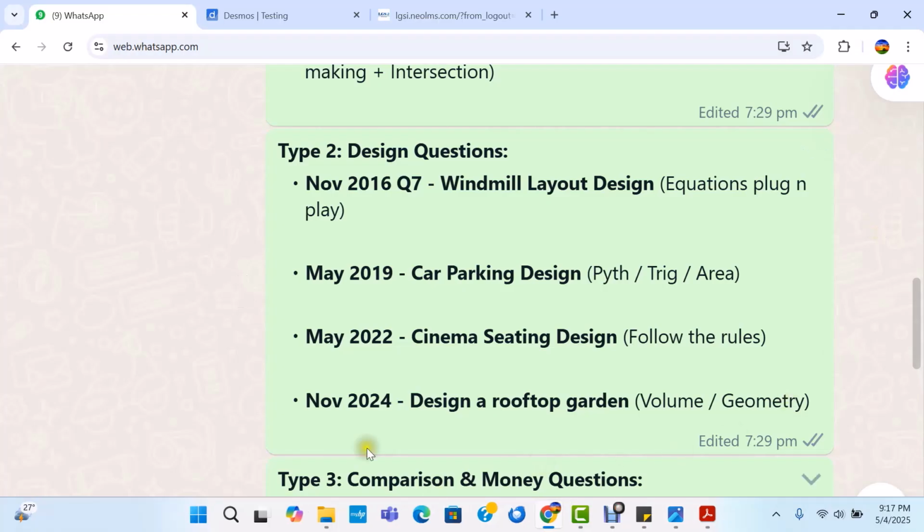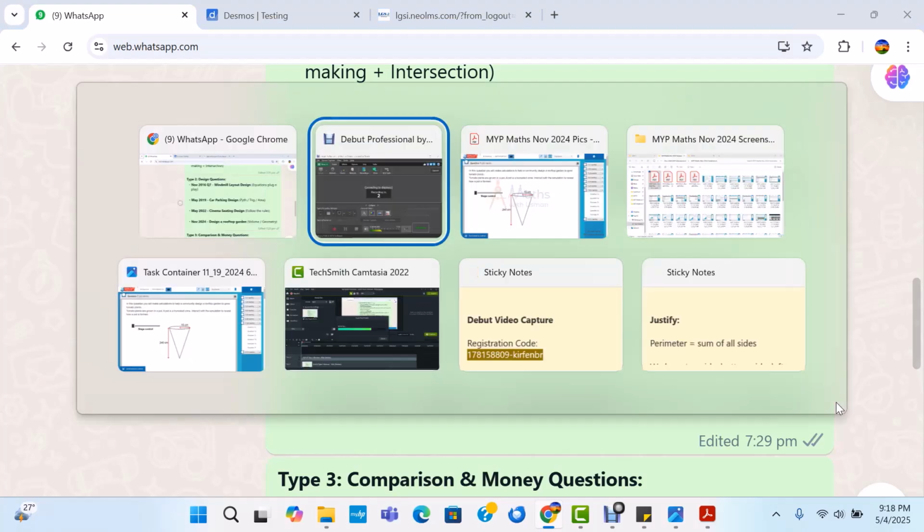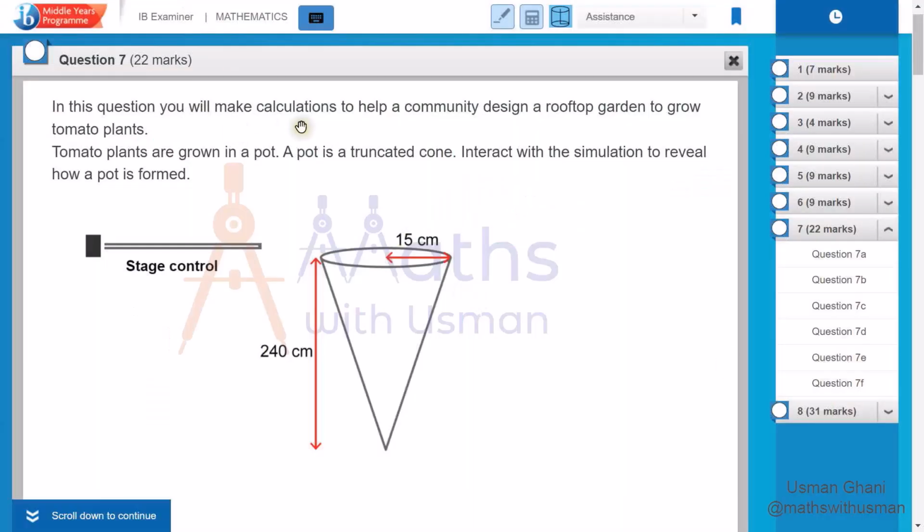Alright, so the last question, November 24, designing a rooftop garden. It's based on volume and geometry and designing. So let's go. This is our question. In this question, we'll make calculations to help a community design a rooftop garden and to grow tomato plants, and they are grown in a pot.